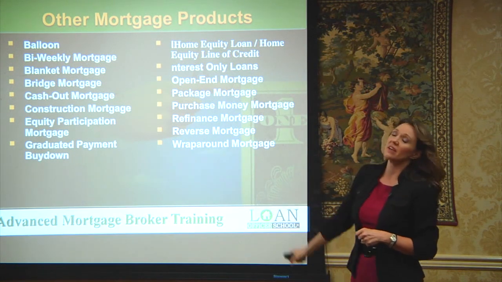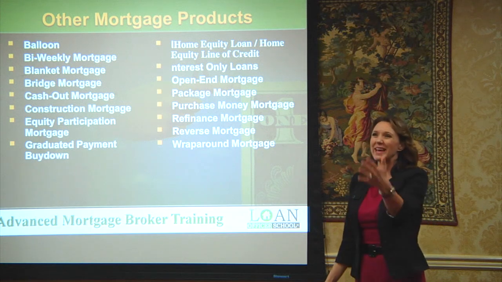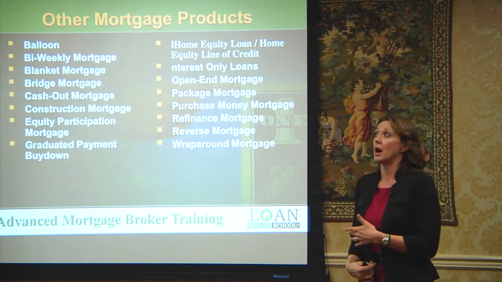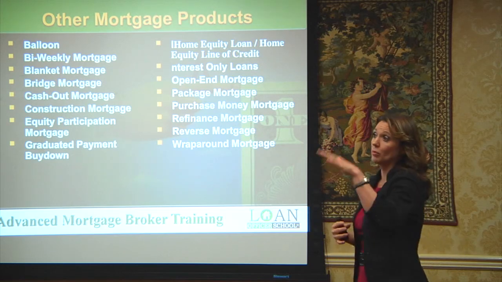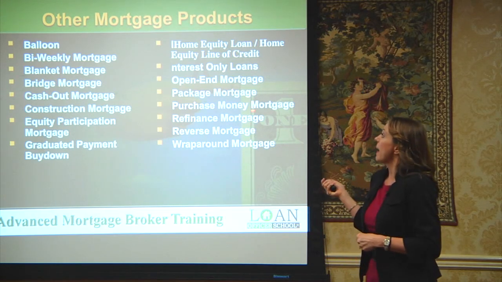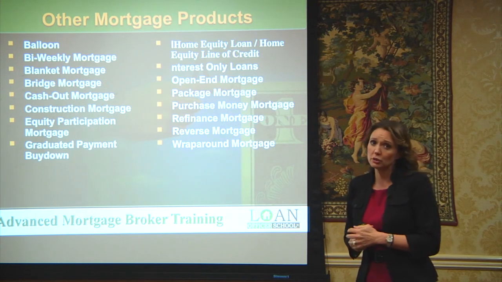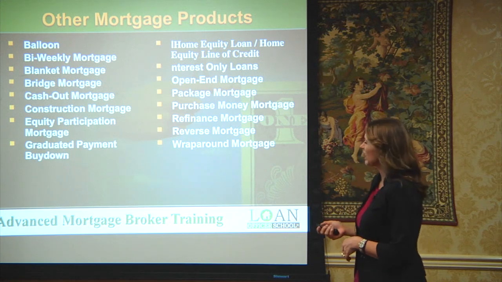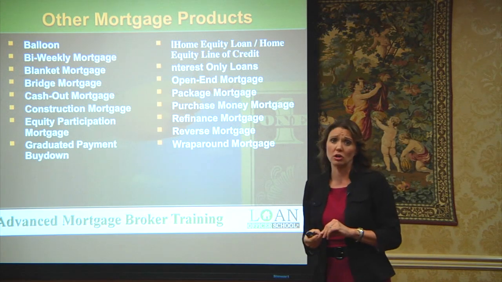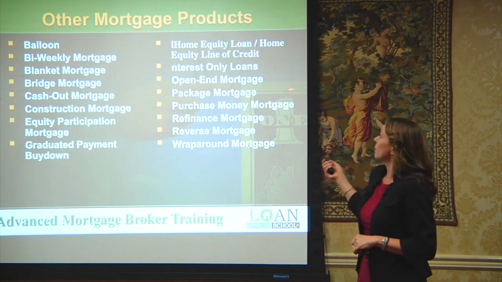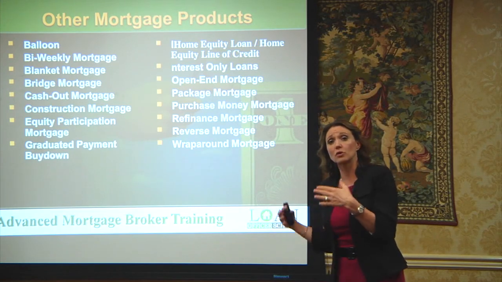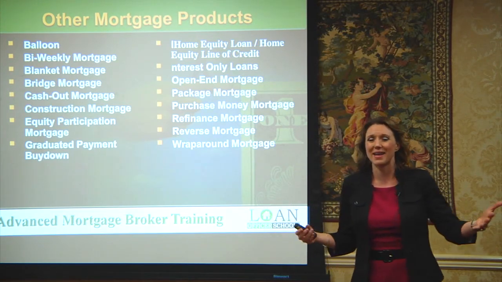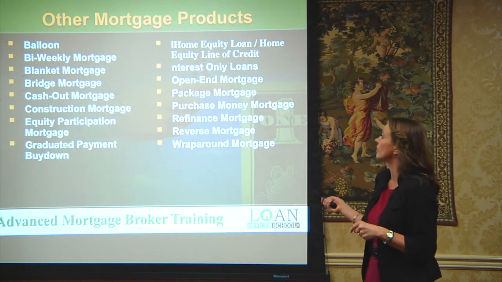Open-end mortgage would be that of an equity line. There's no end date to your equity line. It's just going to rise and fall as you charge it up and pay it back. Package mortgage is one that includes personal property. You don't see that very often at all in the lending industry today. Purchase money mortgage, exactly what it sounds like. You are getting this loan or this mortgage in order to buy a property or to purchase a home.